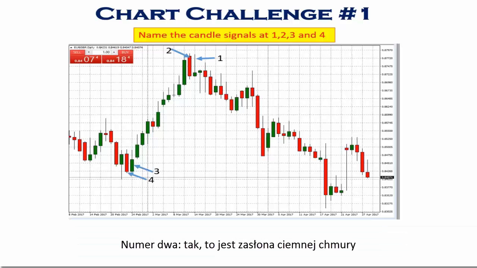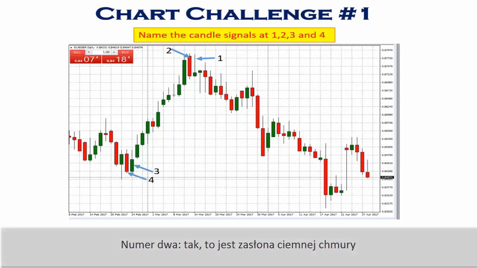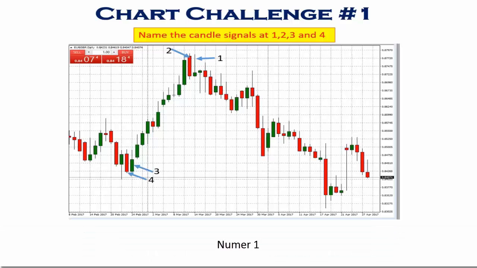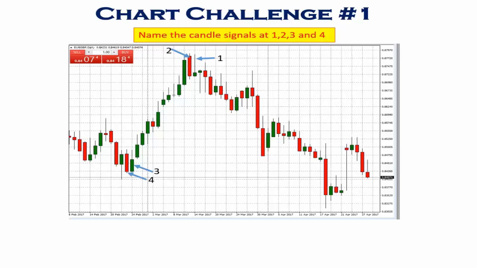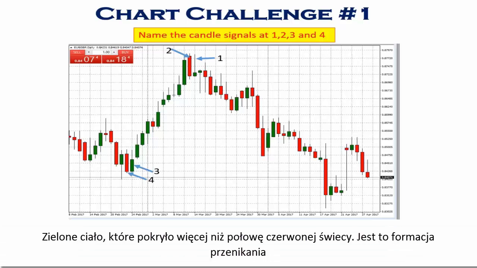Okay, number 2. Cataline, right? Right, 2 is a dark cloud cover. Great. Okay, number 1. It's a little bit of a lower shadow, and it's a white green candle, but it doesn't matter. Right, great. Good call on that. Shooting star. Number 3. Okay, with a green body, and it does get more than halfway into the red body. Piercing.